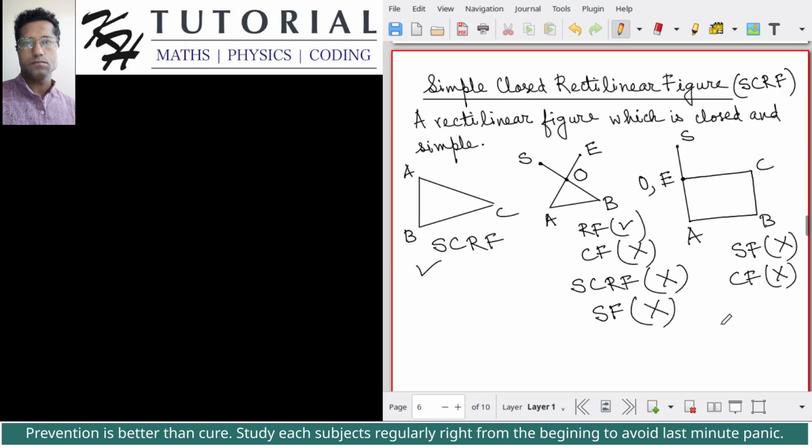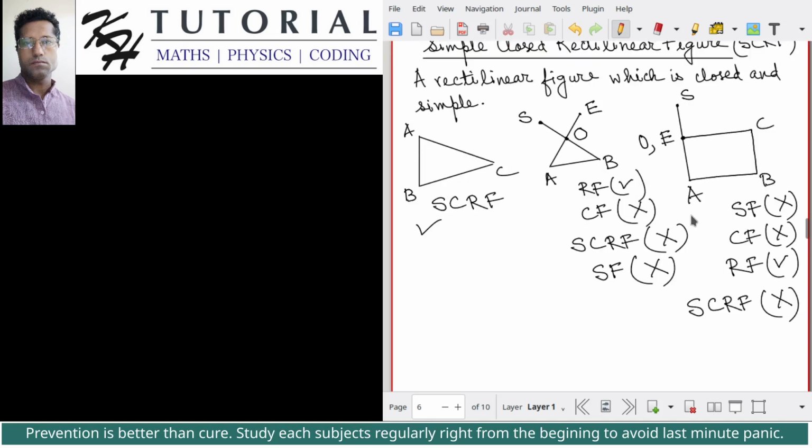And is this a rectilinear figure? Of course, this is a rectilinear figure because this figure was drawn using only line segments. But since it is not a simple figure and also it is not a closed figure, definitely it will not be a simple closed rectilinear figure. So this is not a simple closed rectilinear figure.